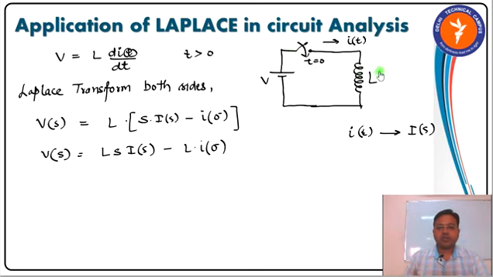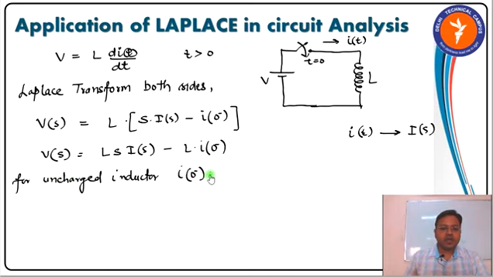Now there may be two conditions. The inductor may be charged or uncharged. If I consider the inductor to be uncharged, it means there must not be any current in the inductor before t equal to 0. So this term will become 0. For an uncharged inductor, i(0 negative) will be 0. This implies the equation can be written as V(s) equal to L s I(s).